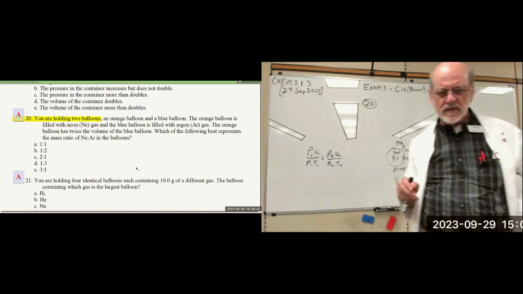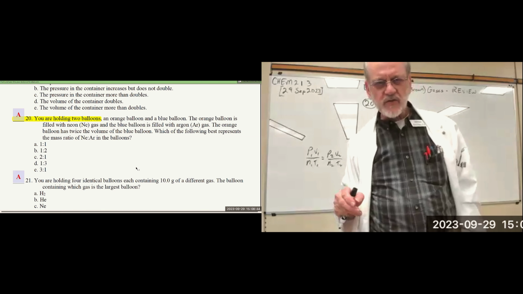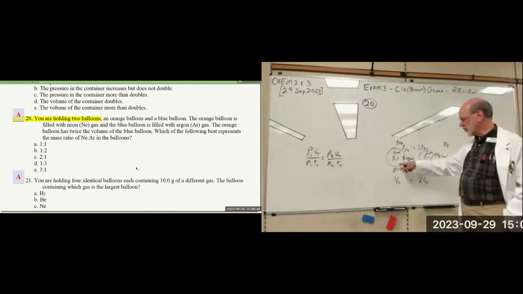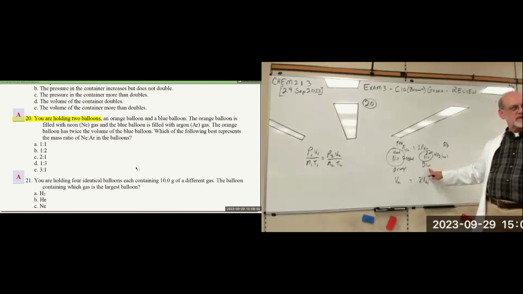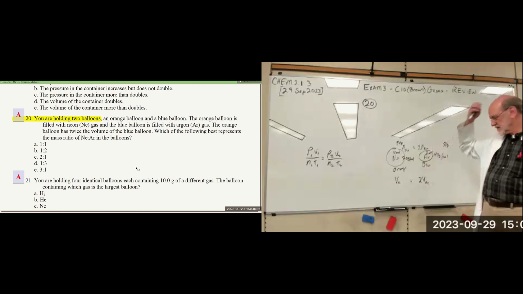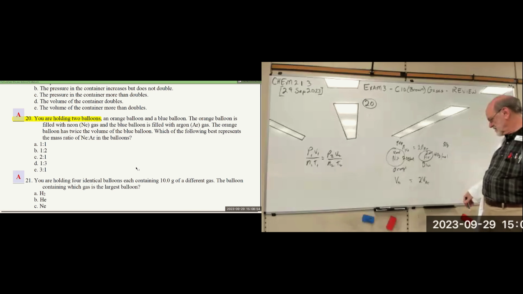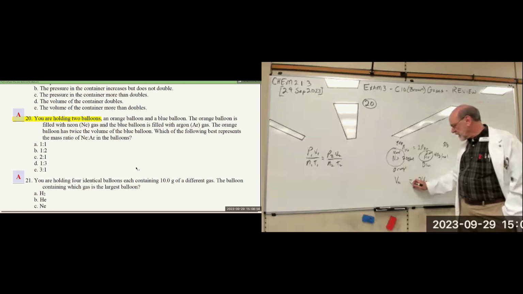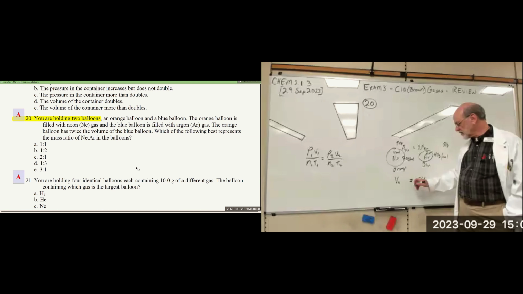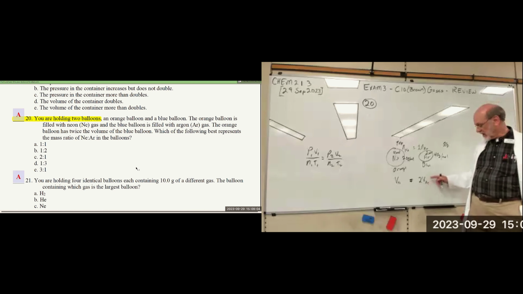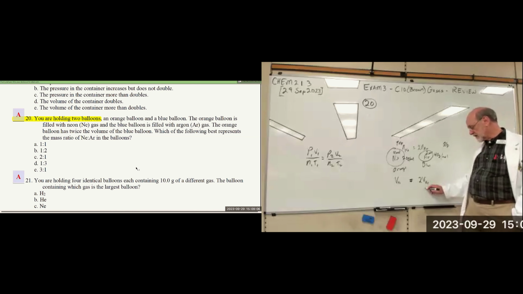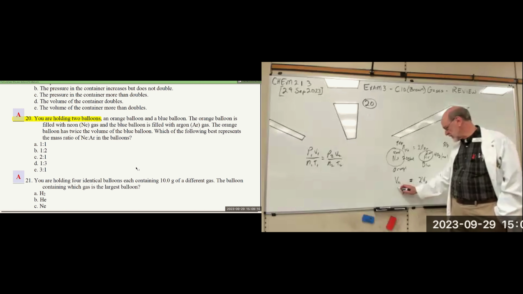Wait a minute. The orange balloon has twice the volume of the blue. This is the orange neon. It's twice the volume of the blue. Are you reading the problem backwards? I'm reading the bottom down there. Oh, in mathematical terms, the volume of this one is twice the volume of argon. Right? Say argon has 1 liter. Then 2 times that is the volume of this one, 2 liters.